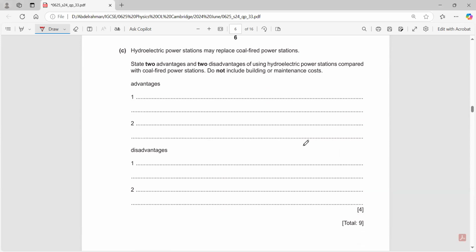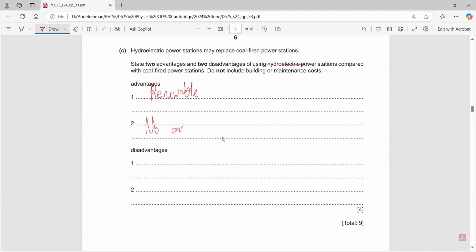C. Hydroelectric power stations may replace coal-fired power stations. State two advantages and two disadvantages of using hydroelectric power stations compared with coal-fired power stations. Do not include buildings. Anyway, we want two advantages and two disadvantages. First, two advantages of using hydroelectric. First of all, they are renewable. Yes, they are renewable. We can also say no air pollution.